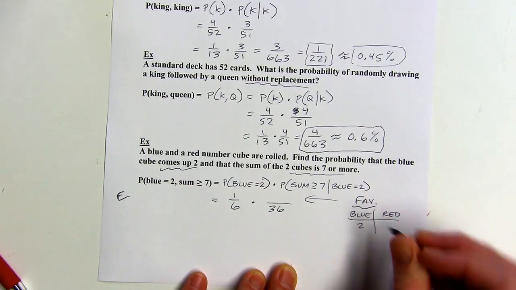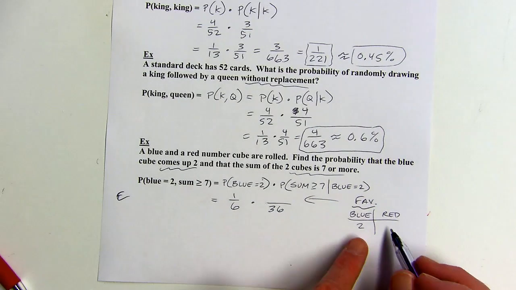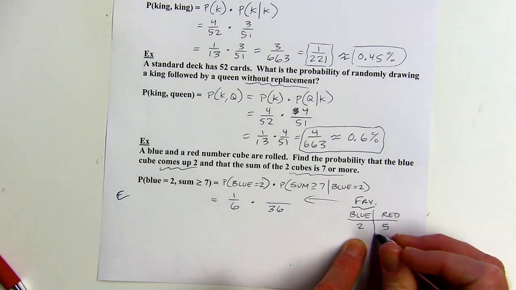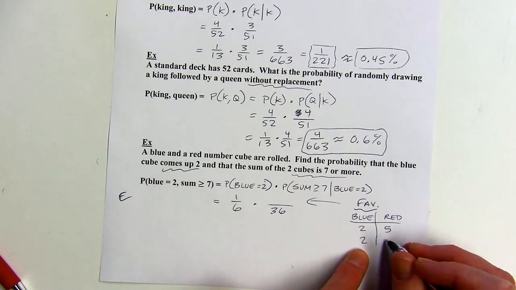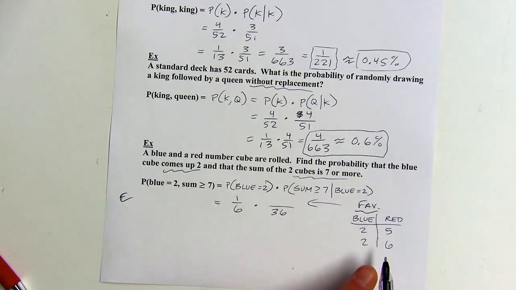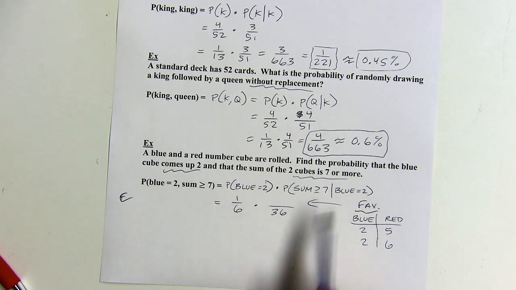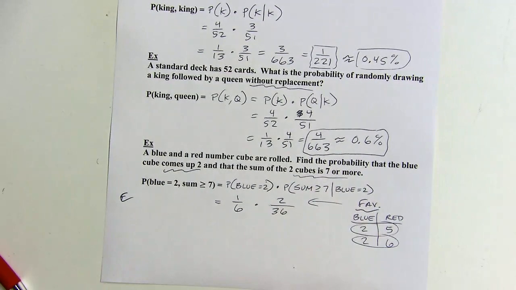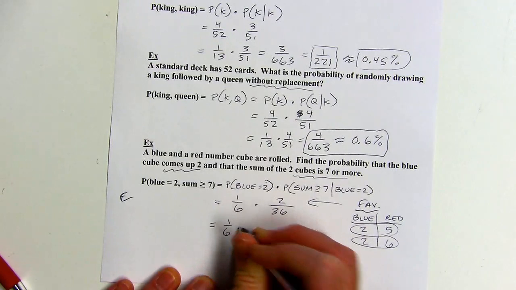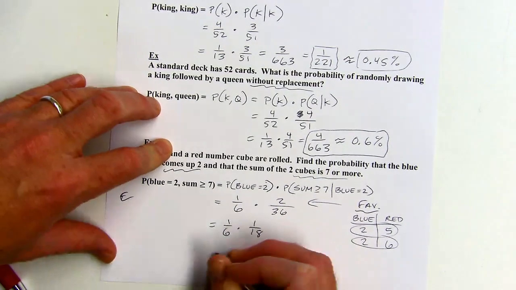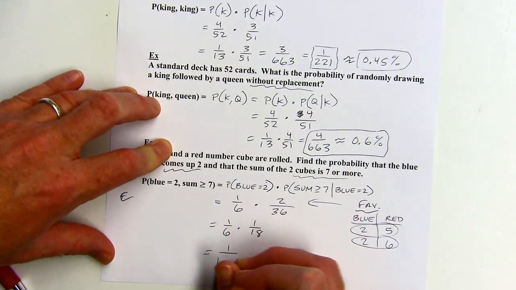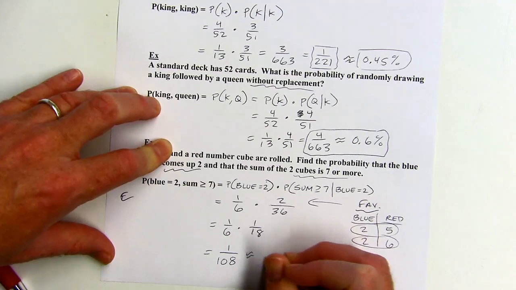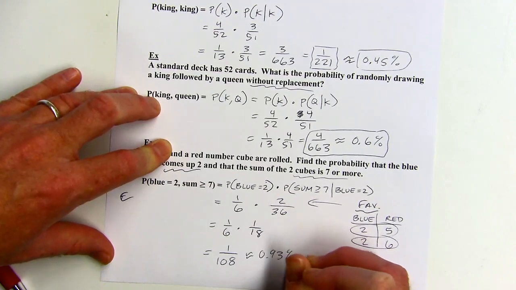Okay, so I know the blue cube has to be a 2, so I'm just thinking, how could I get 7 or more? Well, if I roll a 5, that's a 7. And if I roll a 2 and a 6 like this, that's going to be an 8. So both of those things are 7 or more. Those are the only favorable outcomes, right? Because we have to have the blue be 2. So there's 2 outcomes here that are favorable, and there's my setup, okay? And then I'm going to reduce the second fraction and then multiply, and we'll get 1 over 108, which is about 0.93%.